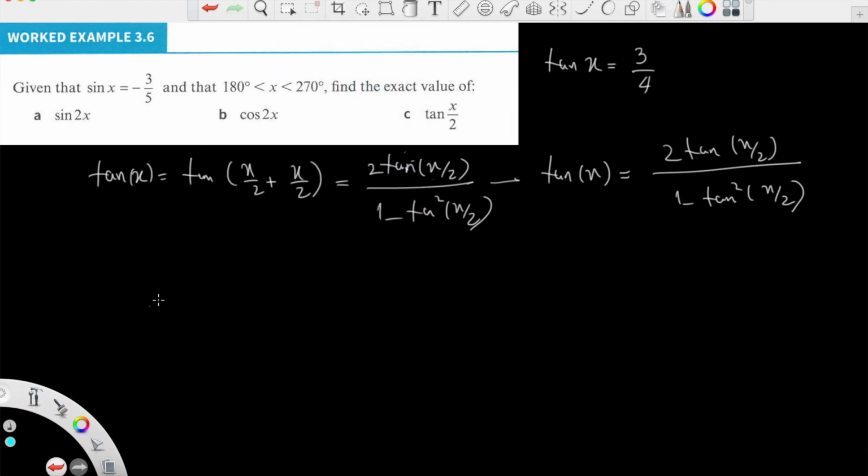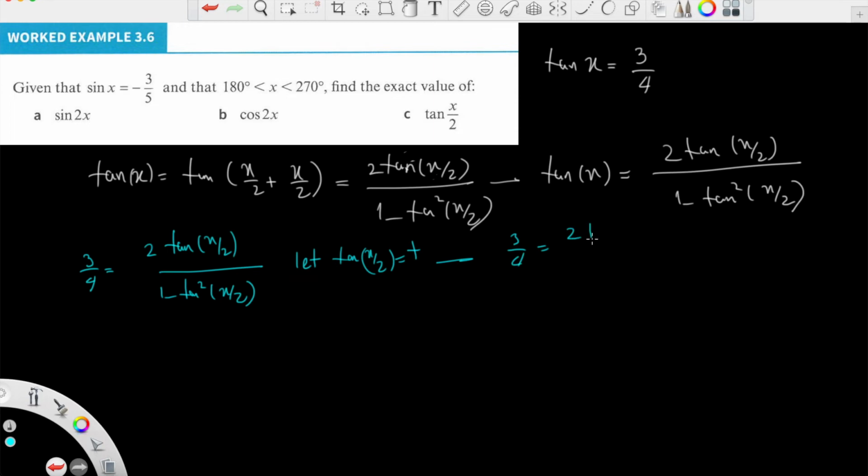Now, tan of x is 3 over 4, which is equal to 2 tan of x over 2 over 1 minus tan squared of x over 2. To avoid overwriting, let tan of x over 2 be, for example, t. So 3 over 4 equals 2t over 1 minus t squared. I do cross multiplication. It will be 3 minus 3t squared is equal to 8t.